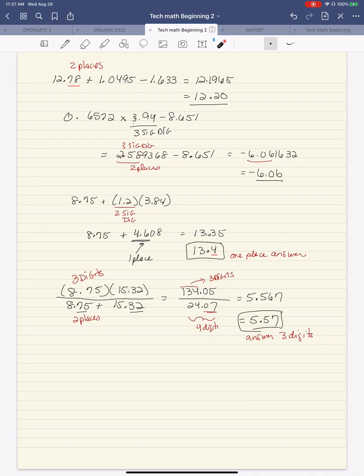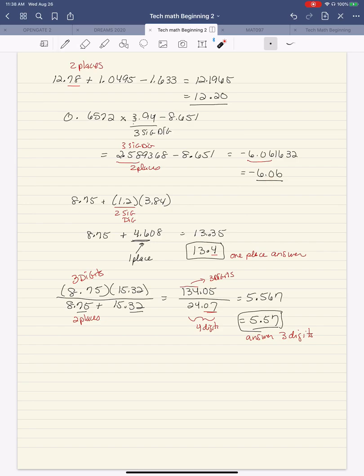And then I'm subtracting 8.658. But now I'm in subtraction. So even though this is 2.59, when I subtract, this is only 2 places where this is 3 places. My final answer has to be 2 places. So when I subtract it, I get a negative 6.06 down to 2 places. That's the answer, negative 6.06.